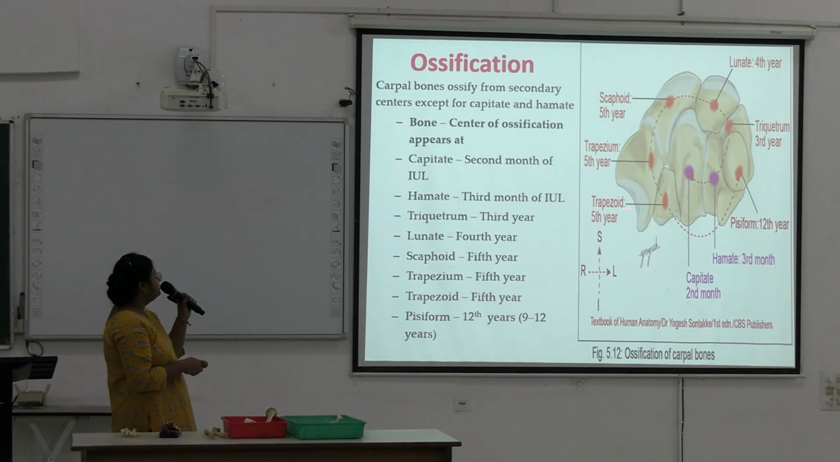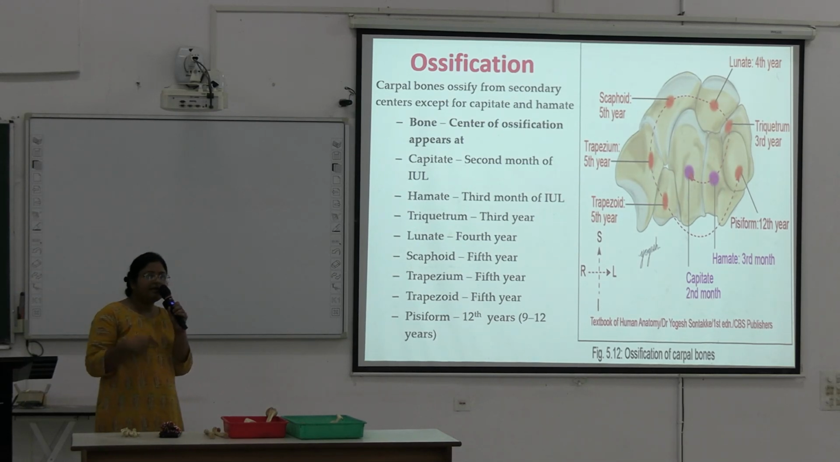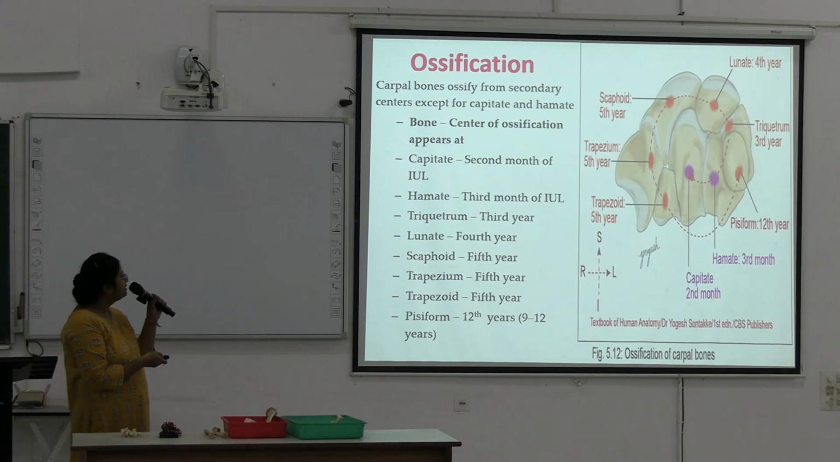So, lunate 4th year, scaphoid 5th year, trapezium and trapezoid may appear at the 5th year, but generally trapezium appears at the 6th year, trapezoid 7th year, okay, and pisiform 12th year, may appear from 9 to 12th year. So they are appearing in an anti-clockwise direction. So that is important for ossification.